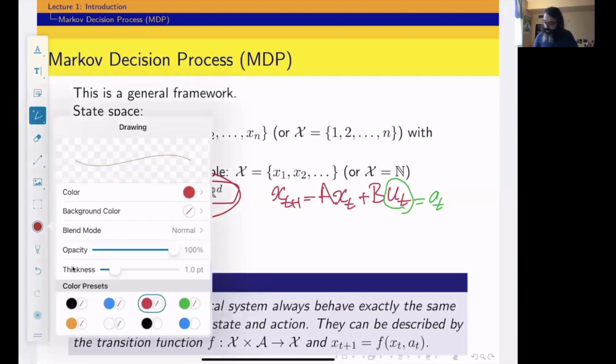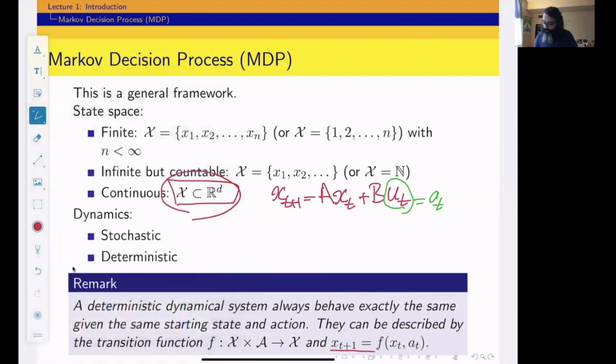Another case would be more general, for nonlinear dynamics. So x_{t+1} would be some function of x_t and a_t. So this is deterministic, but not necessarily a linear dynamical system. And we can always write this in the form of a transition probability kernel. So essentially what we require is that we define a distribution that has all the mass, or probability of equal 1, at the point that f of x_t and a_t suggests.